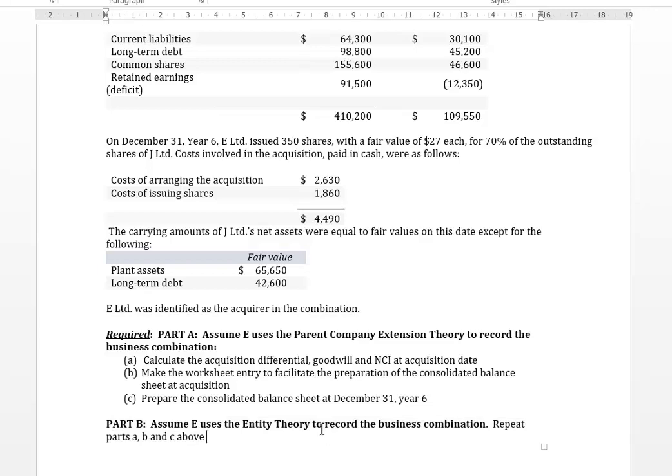Alright, so now one of the things that we said in class is that the parent company extension theory and the entity theory will give you two different numbers. You'll get a different number for goodwill and a different number for NCI. All the other numbers should pretty much be the same. So let's have a look at that process and specifically see how it affects our consolidated balance sheet.